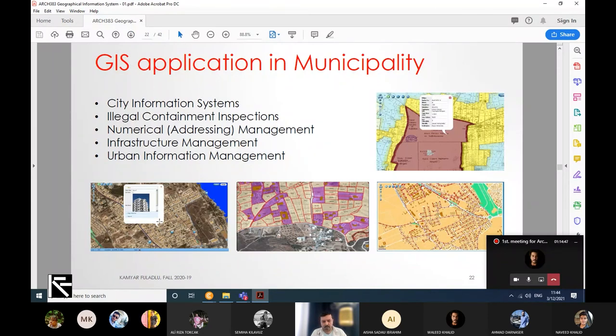Again, for a municipality, this is for Famagusta, actually, the GIS. I think it's not active anymore inside the website, but as you can see here, they have a water information system through this map. Here they have parcel information, and if you click on any parcel, they give you the picture of the building facade. As I told you, it is used for a city information system, for illegal containment inspection, for saloon inspection or gece kondu, or numerical addressing management, which is missing here. We don't have a numerical addressing management system in Famagusta.